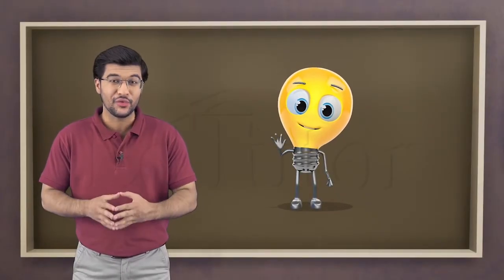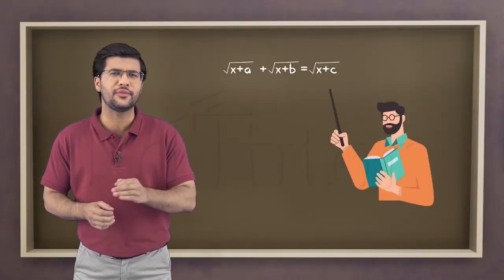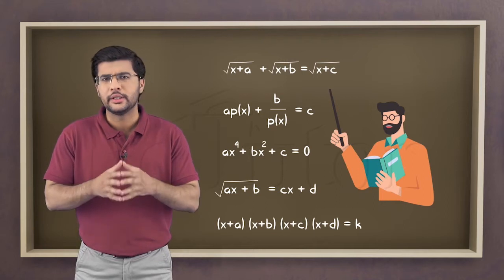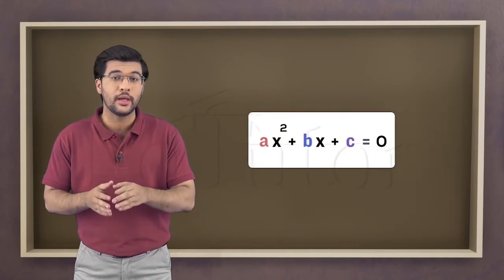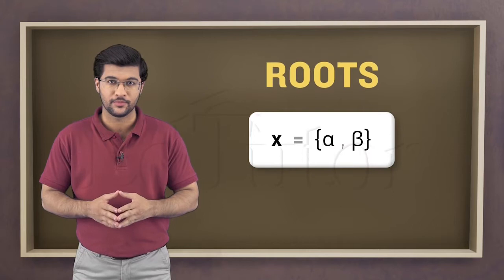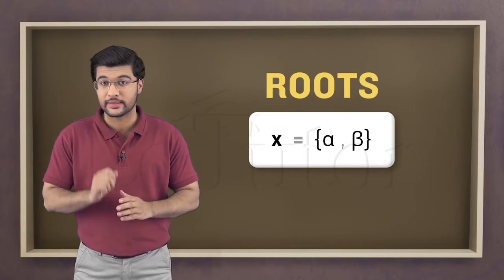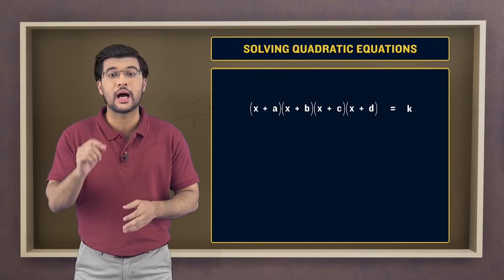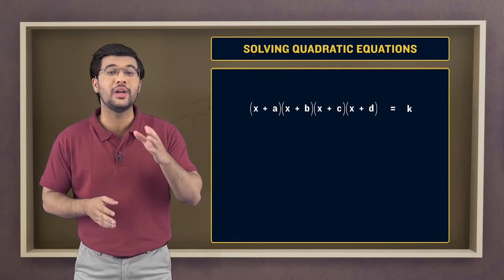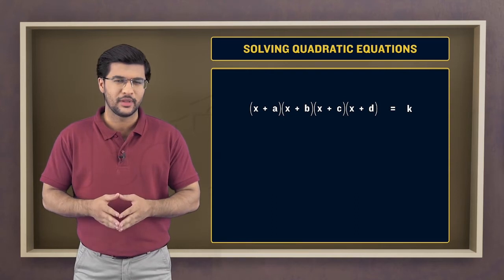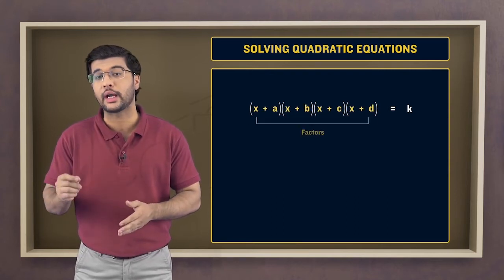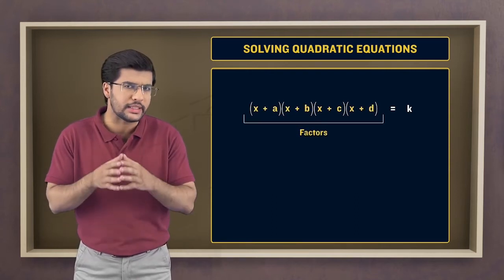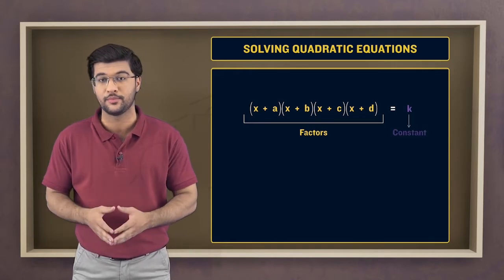Hey, so far we are done with many different types of equations, reducing them to the quadratic form and finding their roots. Well, in this lesson, we look at another type. In fact, the last type to be added to your already impressive skill set. Here, you will see 4 factors being multiplied and they are equal to a constant term.